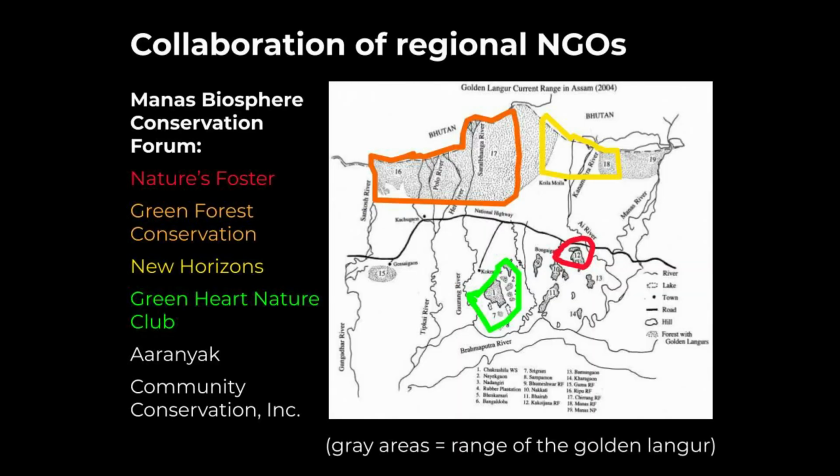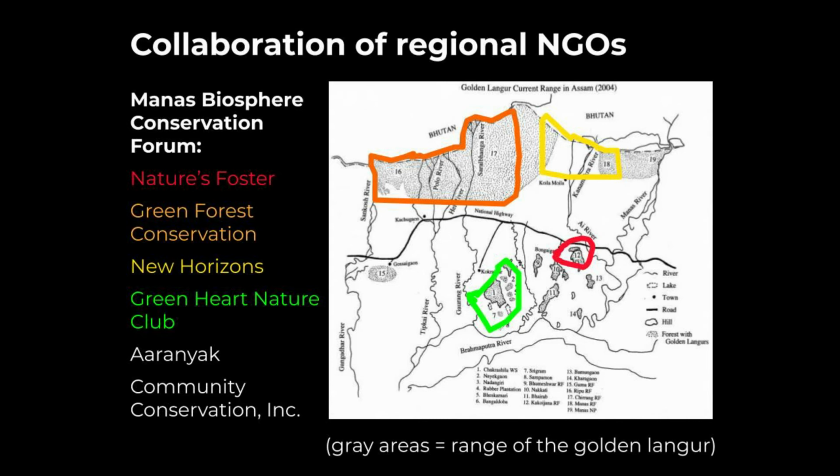The Golden Langur Conservation Project began with an NGO, Nature's Foster, and a CBO, Green Forest Conservation. Later, others joined, and we formed the Manas Biosphere Conservation Forum. Each group focused on specific areas.